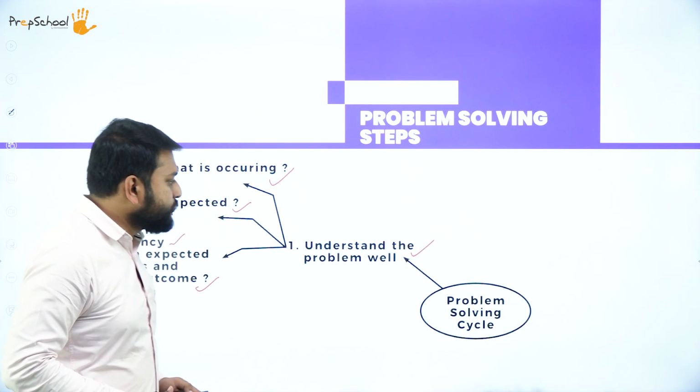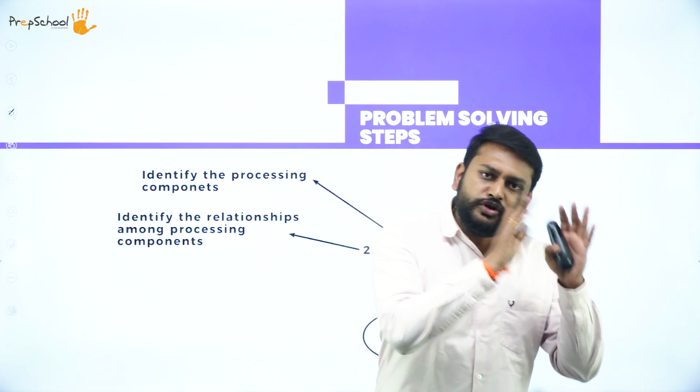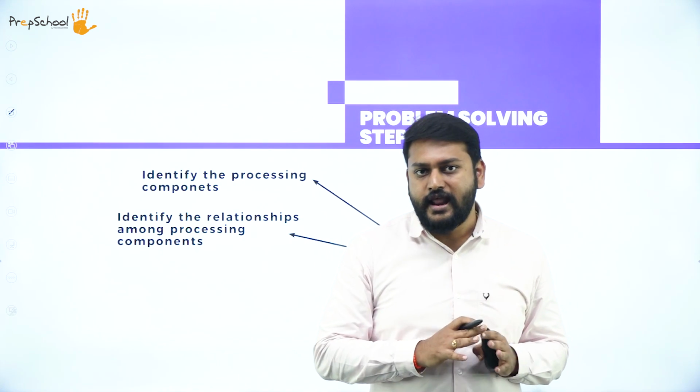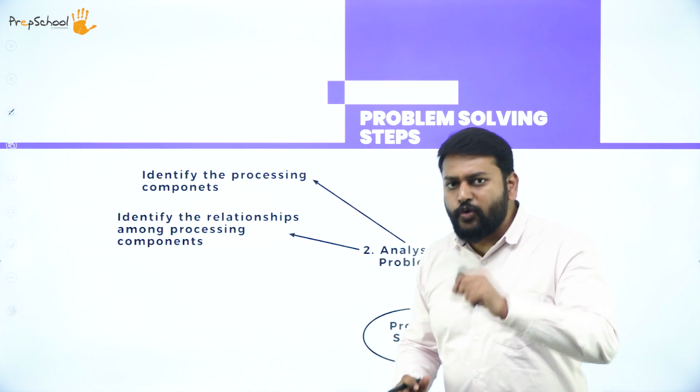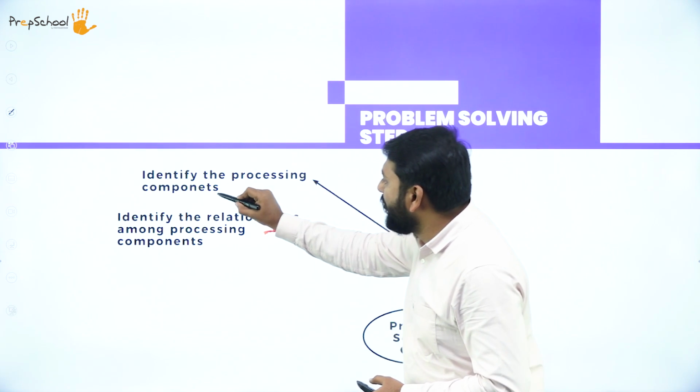What is the next point that we have? Analyze the problem. You understood what you are supposed to get and what you are getting, in the first point. Now you need to understand the problem in detail. So identify the processing components.